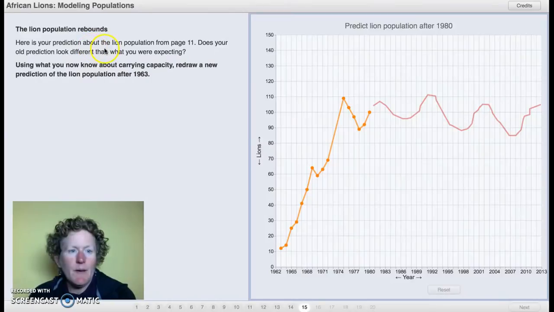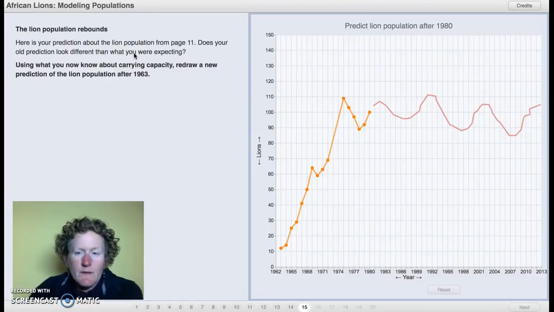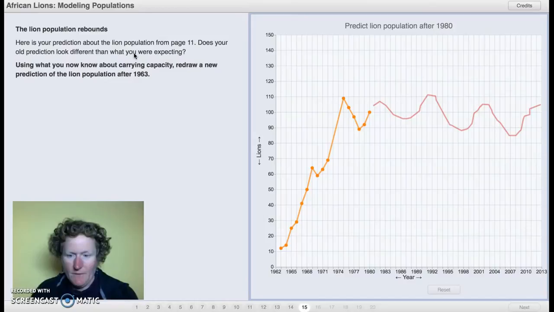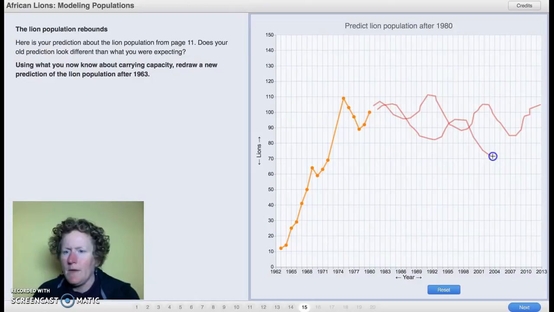Here's our prediction about the lion population from page 11. Does our old prediction look different than what we might have been expecting? Use what you know now about carrying capacity, and redraw a new prediction of the lion population after 1963. Well, I still think it's going to be around the carrying capacity, but maybe it'll be a little bit lower because the carrying capacity was between 75 and 100. So I'll draw my curve maybe a little bit lower. And I know climate change is affecting Africa, so that might be a factor as well.